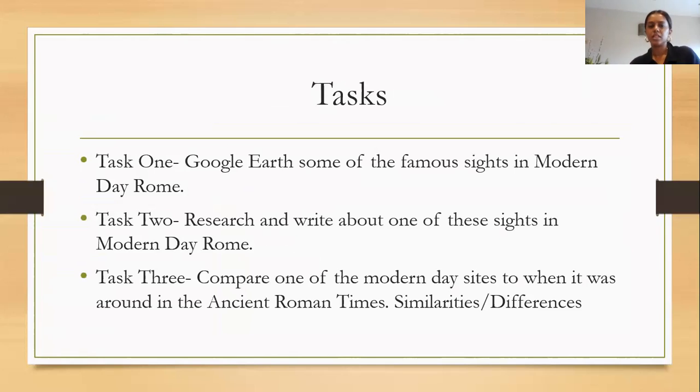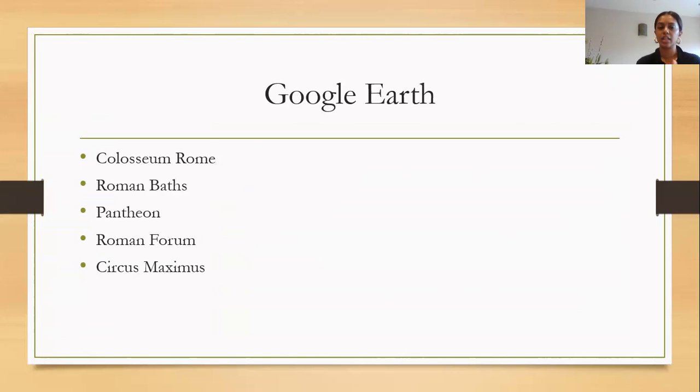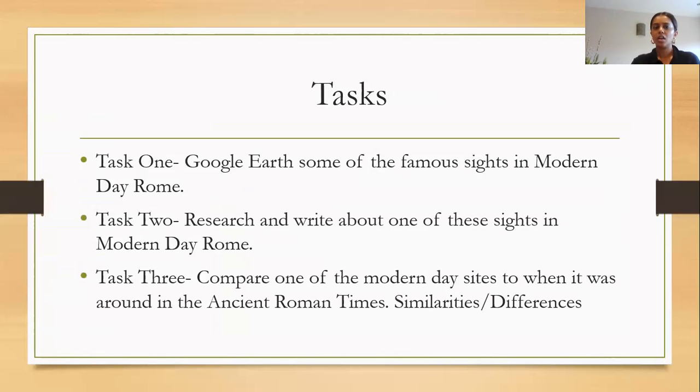Okay, so here is your second task. Your second task of today's lesson is to research and write about one of those sites in modern day Rome. So if you go back to one of these sites after looking at them on Google Earth, have a research about one of those sites and write about it. So you would have your title, you might decorate it with some pictures, and make sure if you're drawing a picture of one of the places, you write a caption underneath for what it is. And then write your subheadings about the place that you're searching up on.